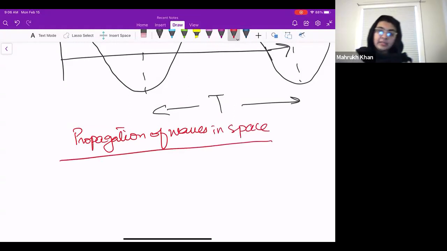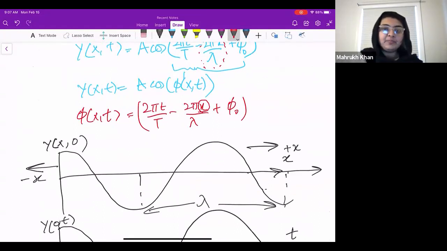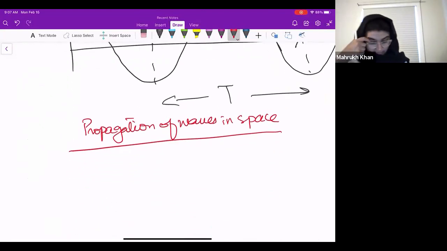Another thing is that this variable will not always be x. It could be any space, like it can be y, it could be z. Right now we are defining that it is propagating in the x direction, but it could also propagate in the y direction and it could also propagate in the z direction. So it's a normal x axis. Propagation of waves in space.